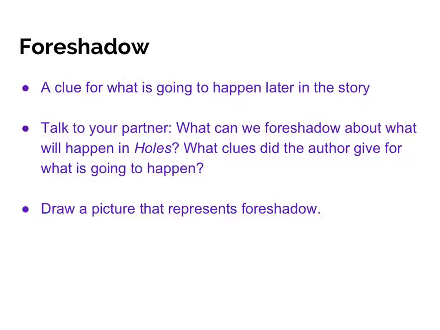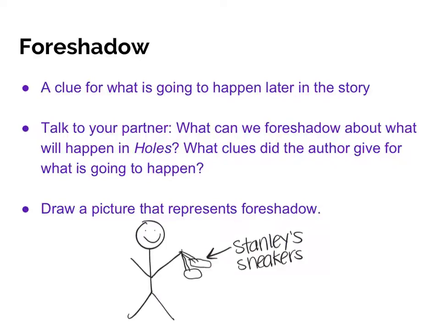So now in the third column, draw a picture that represents foreshadow. Here's my picture. I drew a picture, I know it's so beautiful, of Stanley with his sneakers. These sneakers are the clue that the author gives for what is going to happen later in the book.